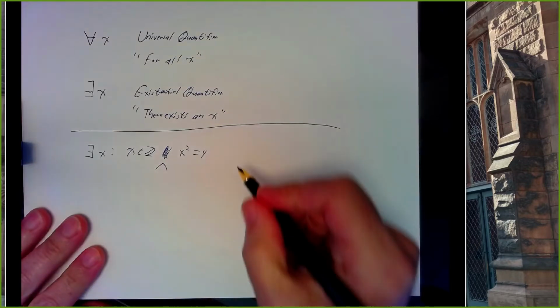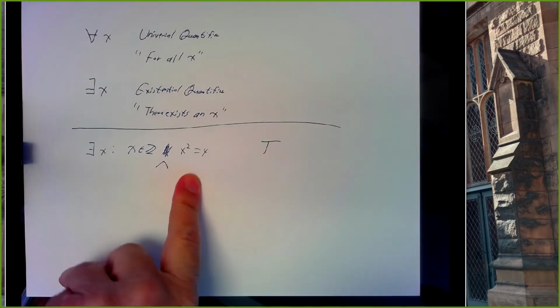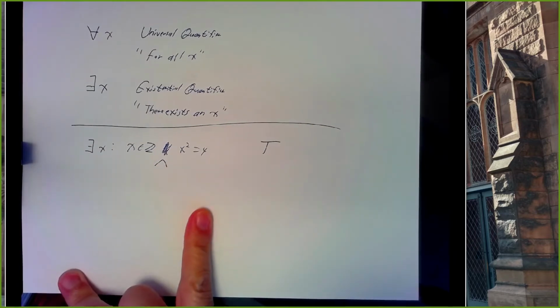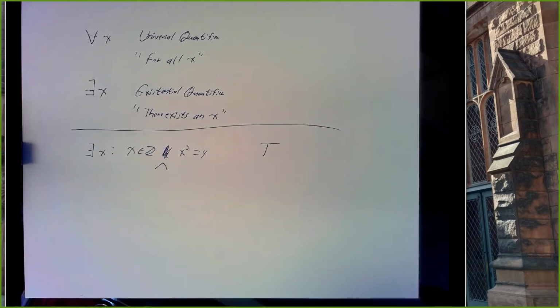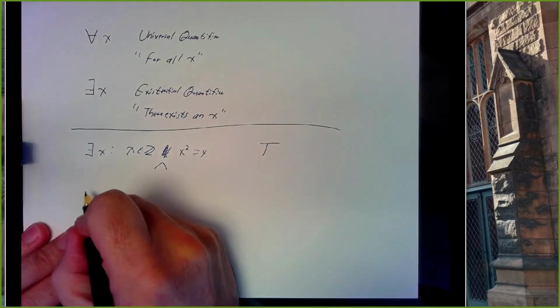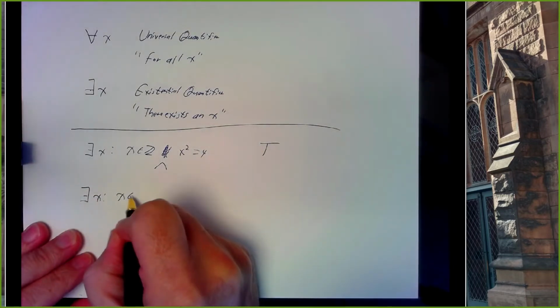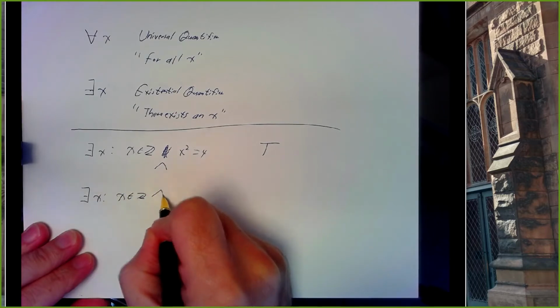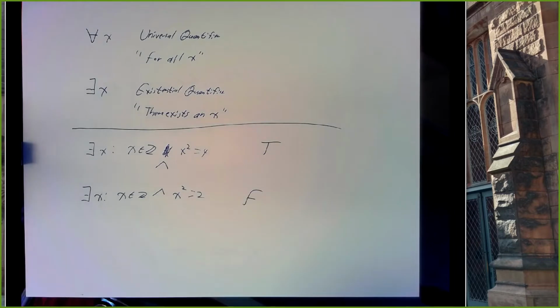And this is a true proposition. If I said x equal to 2, that's an integer and its square is 4. Also, if I said x equal to negative 2, that's an integer and its square is 4. So this is definitely true. There does exist an x. But there exists an x such that x is an integer and x squared equals 2. That's false, because there is no integer whose square is equal to 2.